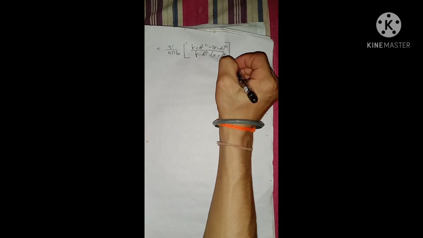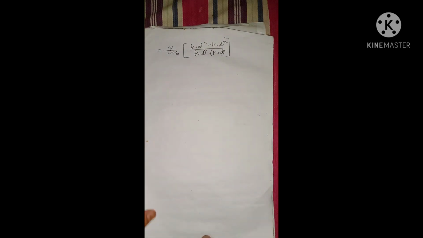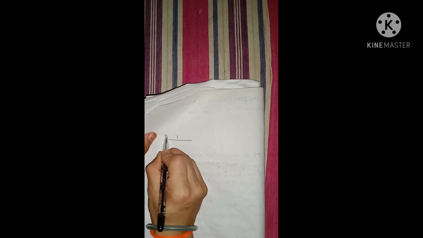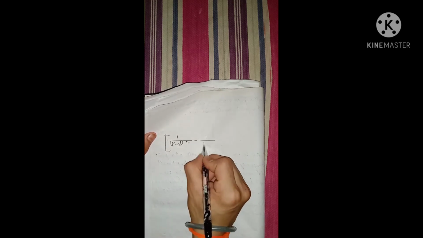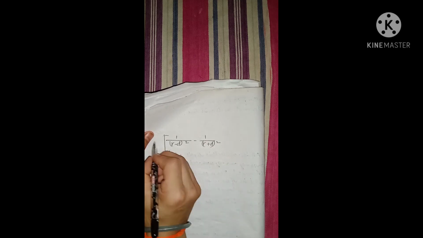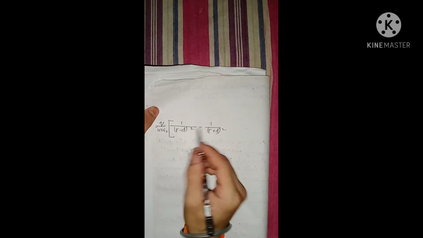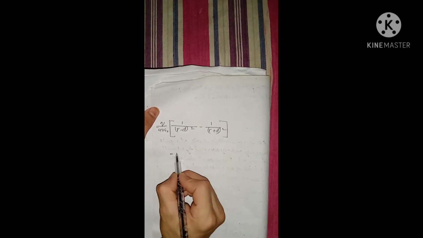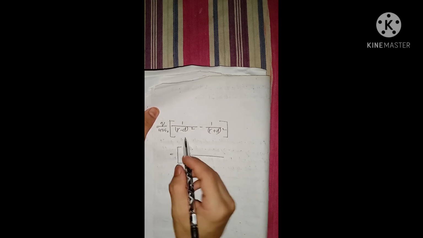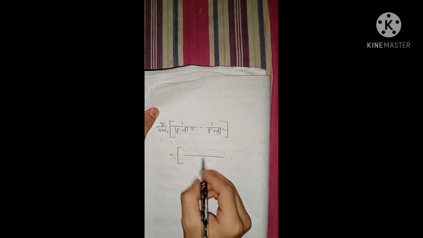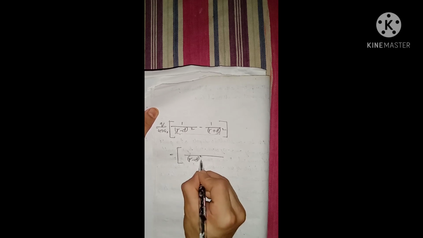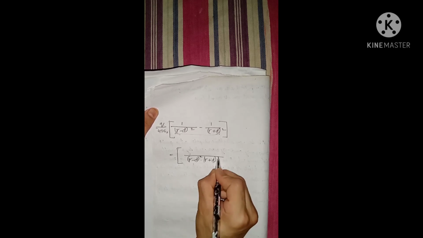How I have written this one, I can show you in rough work. Suppose this one is the expression, isn't it? 1 by R minus D whole square minus 1 by R plus D whole square, and this side we have taken Q common, 4 pi epsilon naught. And if we take the LCM here, then what will be? The LCM of these two will be R minus D whole square into R plus D whole square, isn't it?